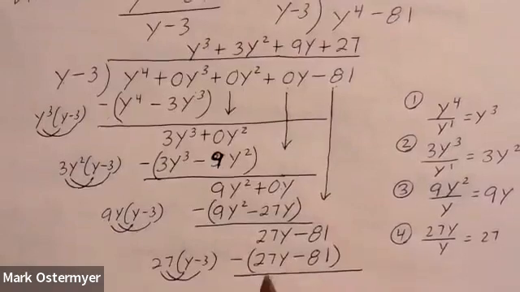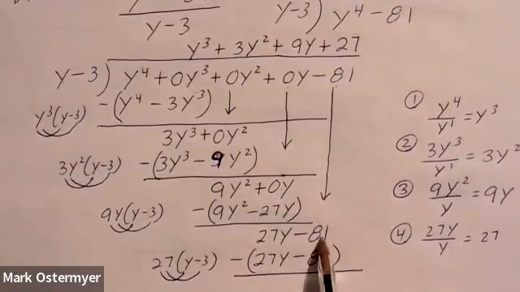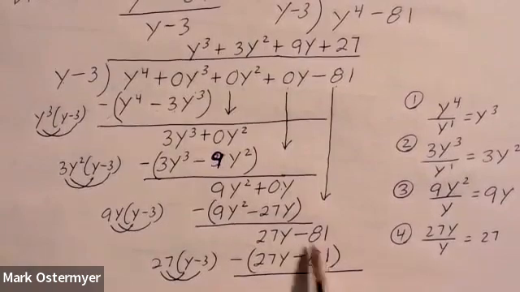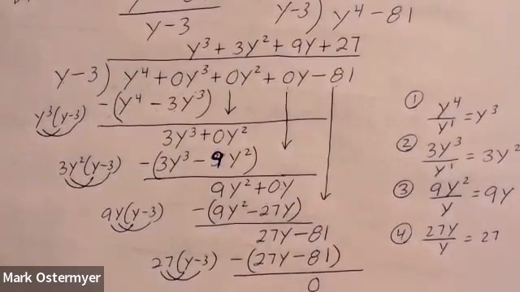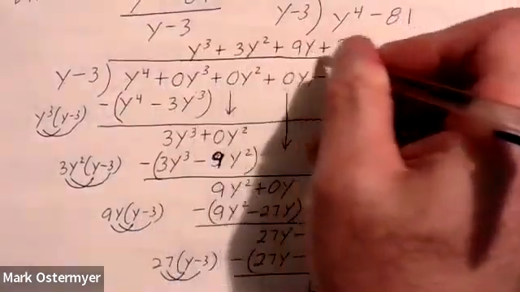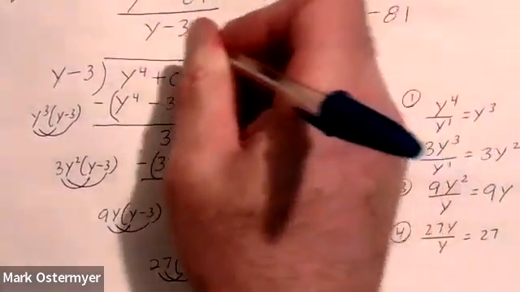27y's drop out to 0, and the -81s drop out. Notice -81 subtract itself is really like -81 plus 81, which is 0. 0 remainder, done. This is your quotient. That's your answer right there.